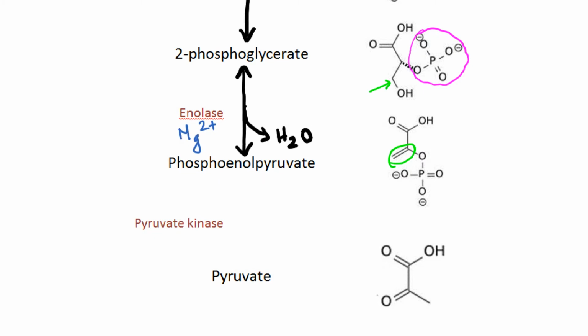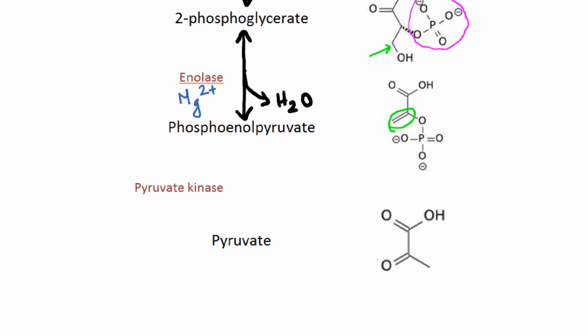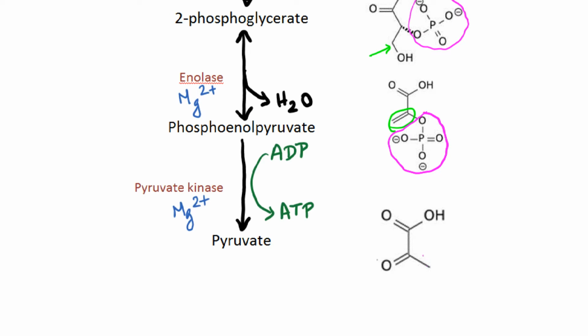The last reaction of glycolysis is going from phosphoenolpyruvate to pyruvate. In this reaction, ADP is converted to ATP and is carried out by pyruvate kinase with magnesium as a cofactor. Here you can see that the last phosphate group is removed.